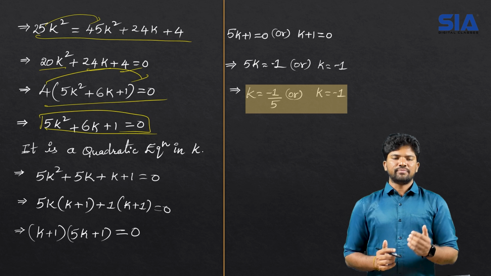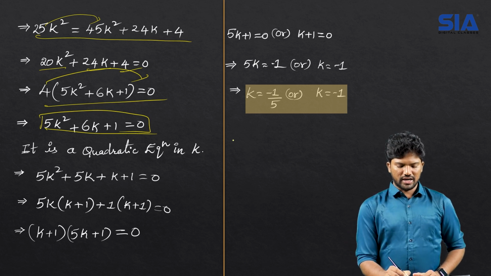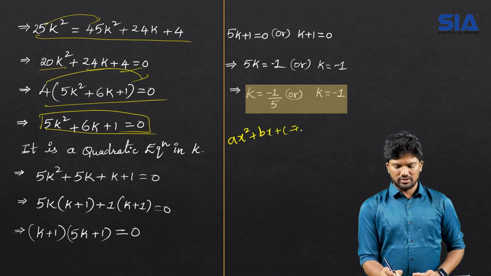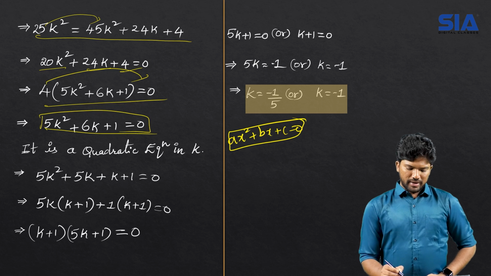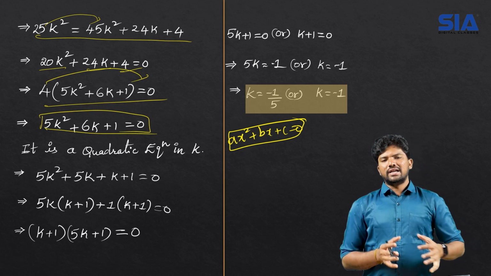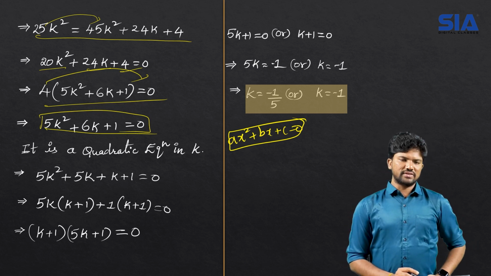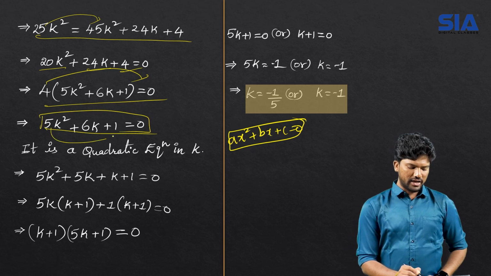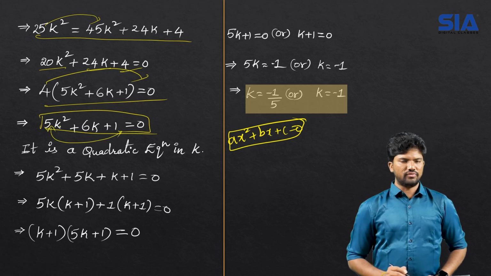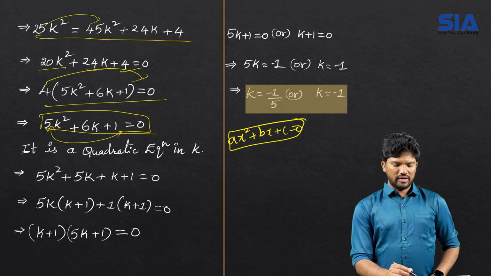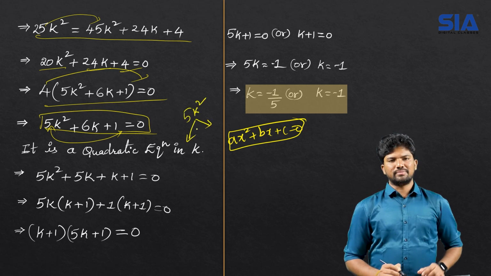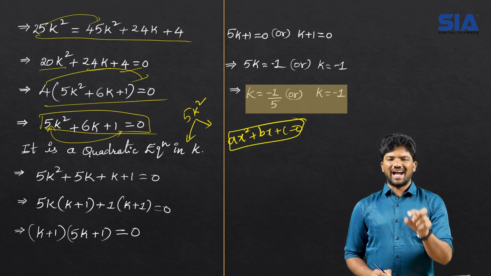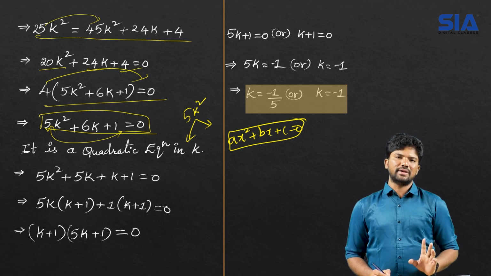So 5k square plus 6k plus 1. You know very well quadratic equation ax square plus bx plus c is equal to 0 in terms of small x. So now by splitting the middle term, we can find the roots of this quadratic equation. Multiply first term and last term, 5k square into 1, 5k square will come. So this 5k square we have to write the product of the two terms. If you add those two terms, we have to get the middle term.